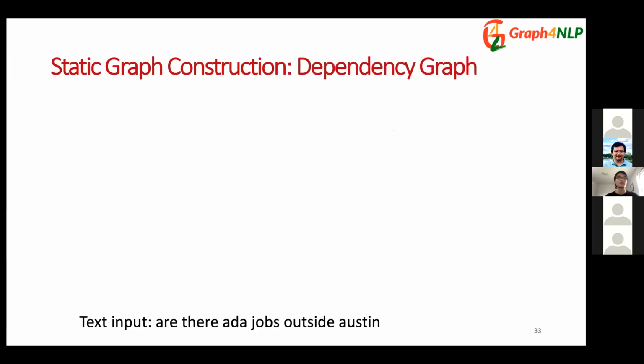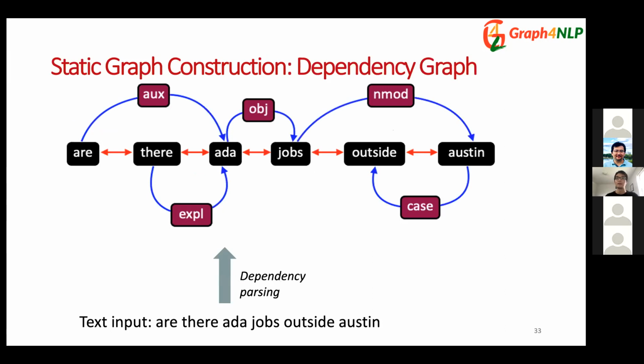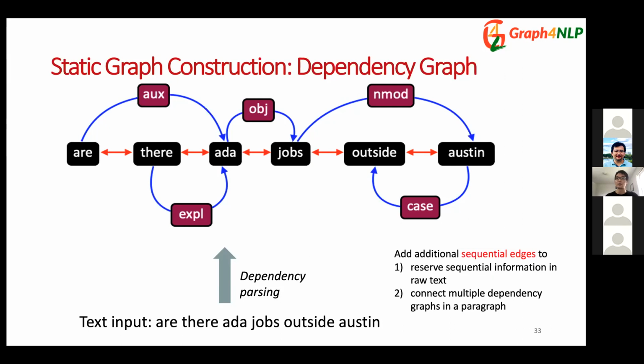The first static graph construction approach we are going to introduce here is the dependency graph. Dependency parsing is widely used to capture the dependency relations between different words in a sentence. For instance, given the sentence, are there other jobs outside Austin? One can apply dependency parsing tools to convert it to a graph like this. But what if we have multiple sentences in the text? One common way is to add additional sequential edges between nodes so that we can connect multiple dependency graphs in a paragraph. Besides, it can also preserve sequential information in the raw text, which can be helpful in some NLP applications.